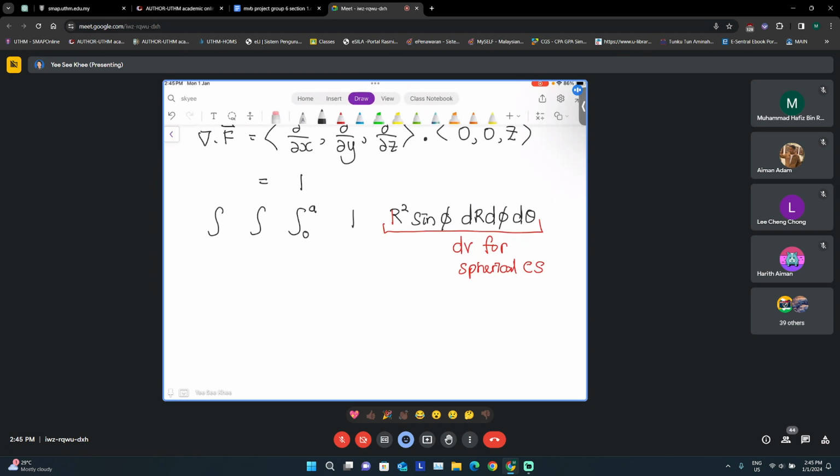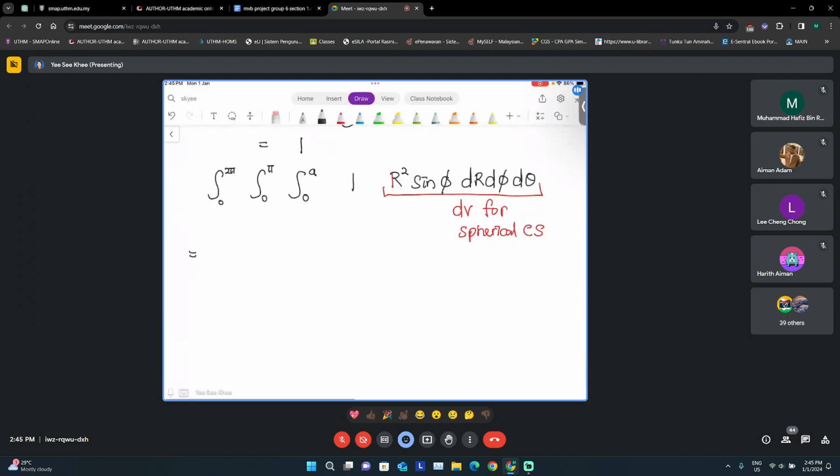And for phi, phi is the angle starting from the axis Z, so 0 to pi. And theta is 0 to 2 pi. Do you still remember the angles of the spherical coordinate system? We have learned this when calculating the volume, right?